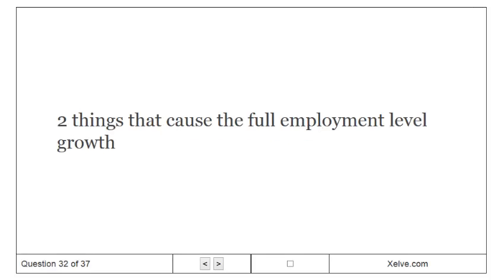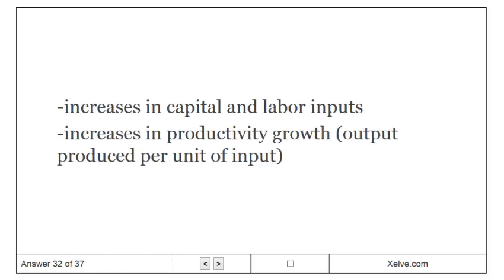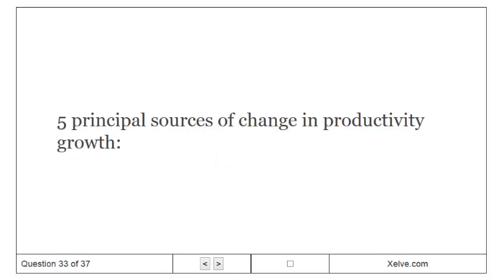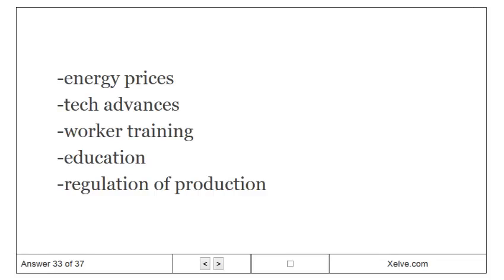Two things that cause full employment output growth: increases in capital and labor inputs, and increases in productivity growth. Five principal sources of change in productivity growth: energy prices, technological advances, worker training, education, and regulation of production.